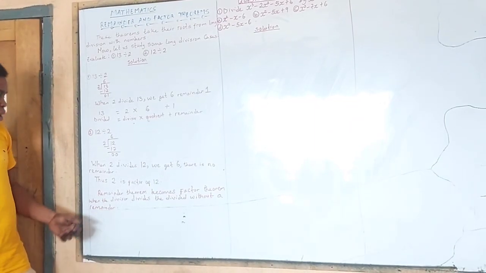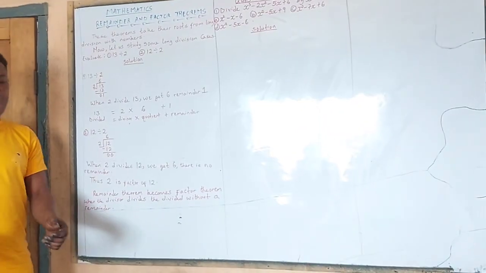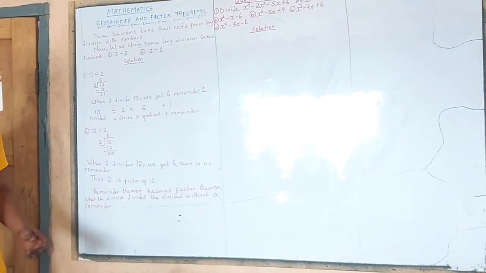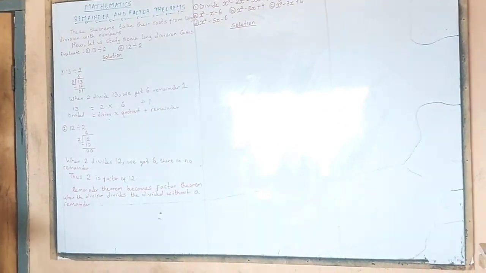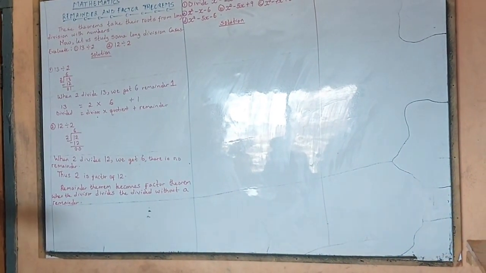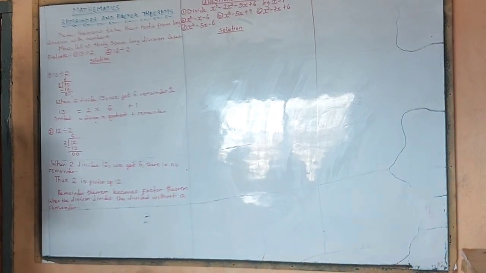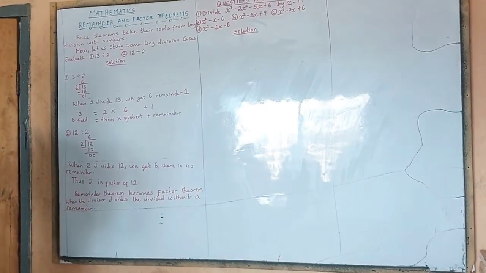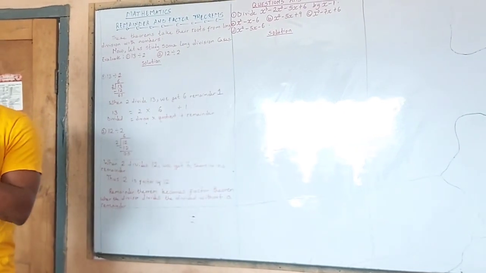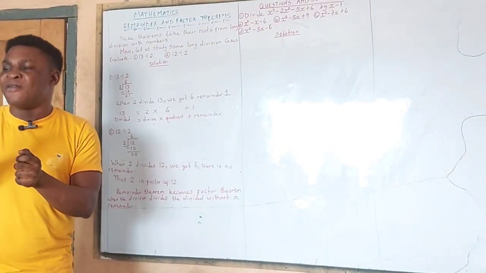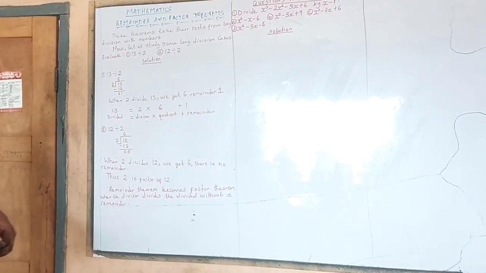The remainder theorem becomes the factor theorem when the divisor divides the dividend without a remainder. Take note of this please. When does the remainder theorem become a factor theorem? That's when the divisor divides the dividend without remainder. That's why the topic we are dealing with is the remainder and factor theorem. Now, let's look at some questions and solutions.